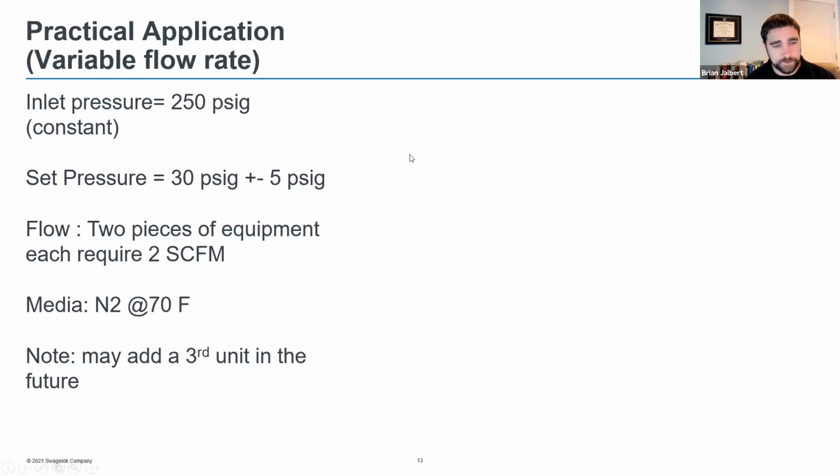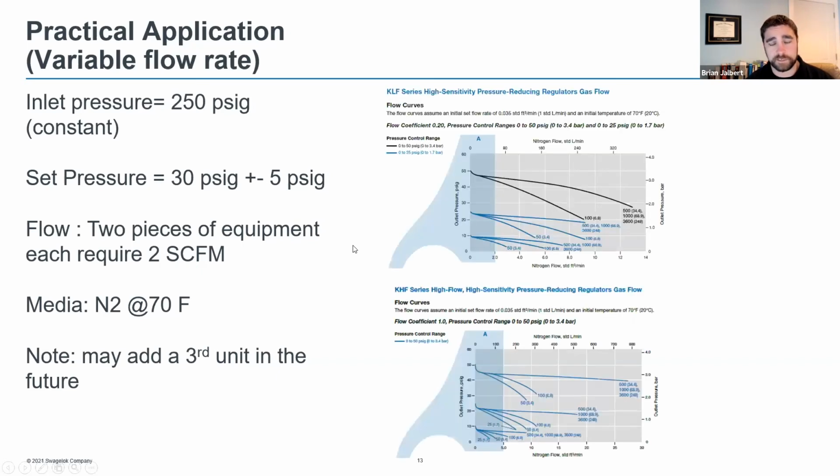And we're going to run through a quick little experiment here where we're going to figure out which regulator to use for a 30 PSI system with 250 PSI inlet. This time, instead of a constant flow, we're going to have two pieces of equipment that can be on or off, so our flow rate can either be 2 or 4 CFM. And we're also going to size this regulator assuming that there might be more units added in the future. So we're going to look at a couple different curves.